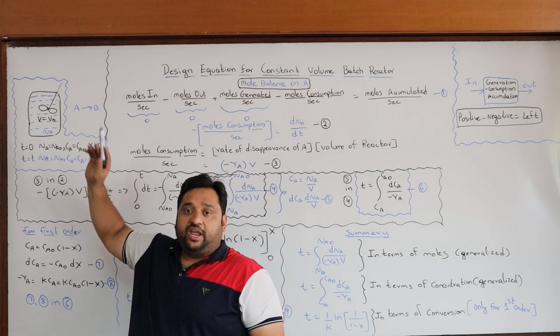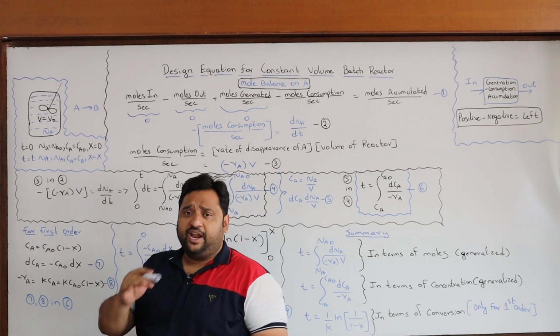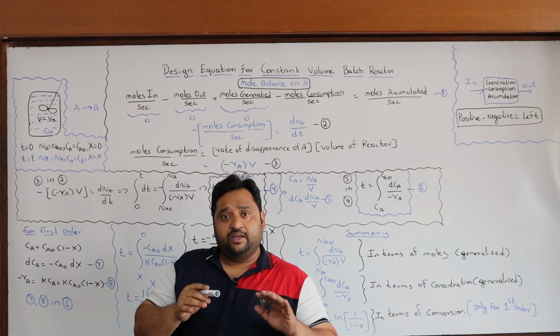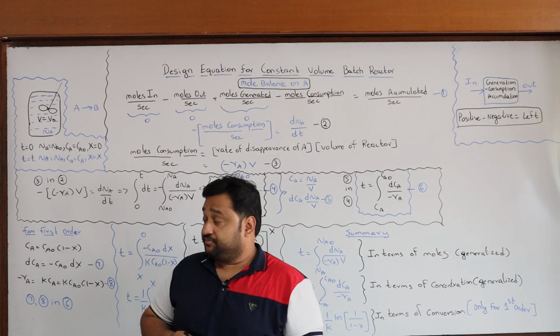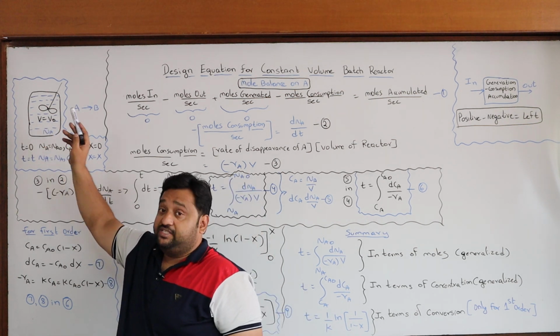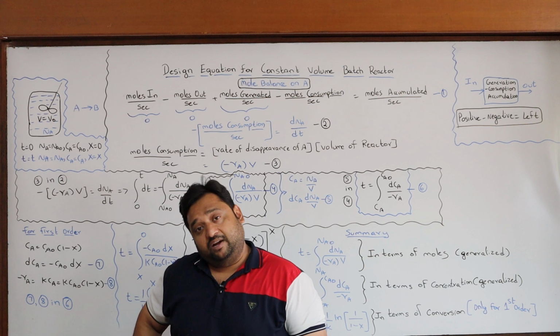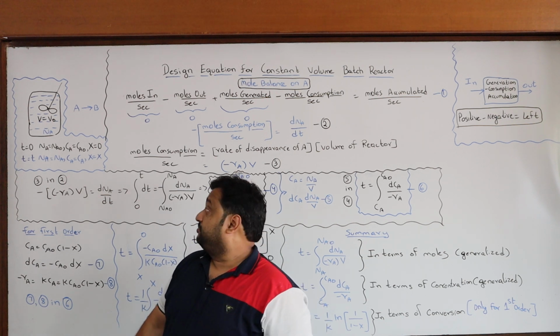Here is our batch reactor. It's a constant volume batch reactor. Before the reaction and after the reaction, the volume will not change. That is why V equals V0, where V is the final volume and V0 is the initial volume.